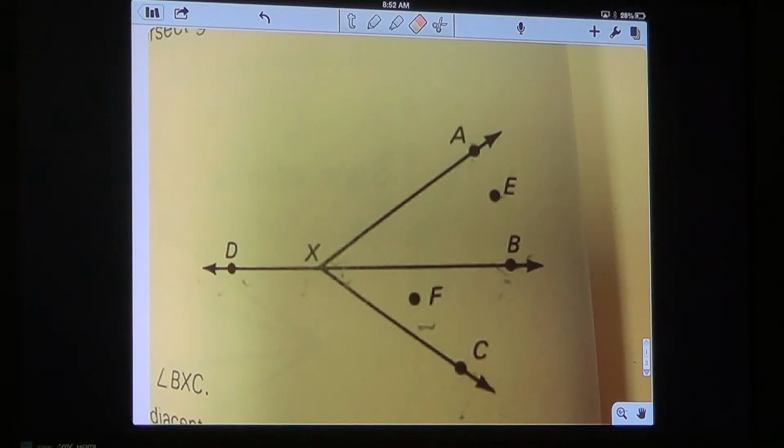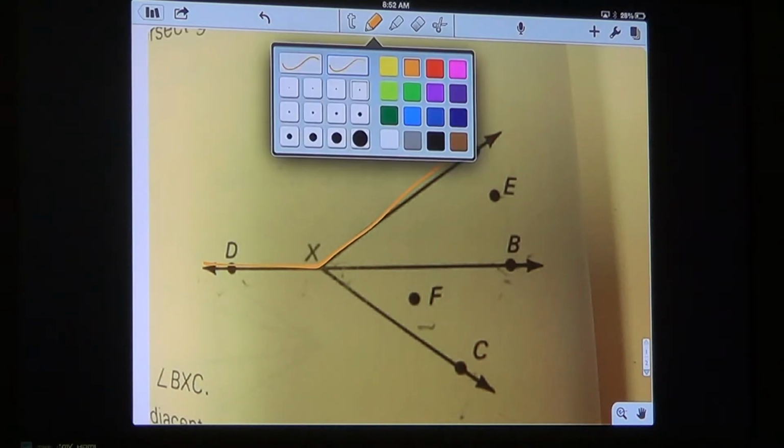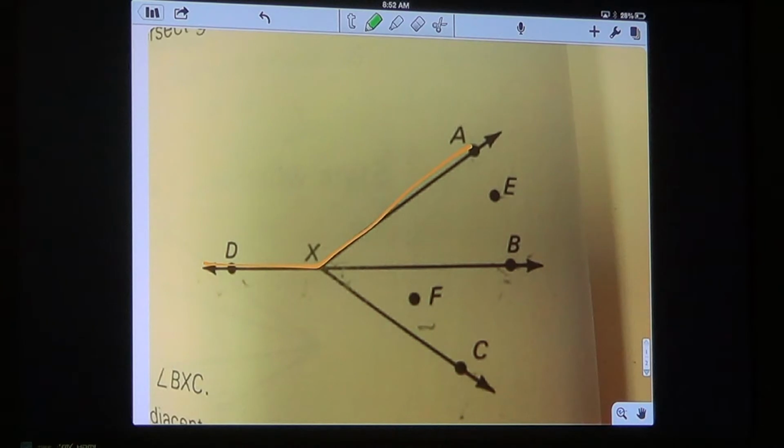Angle AXD and BXC are vertical angles. That is false. They need to be directly diagonal from each other like this. That's not a good picture, but basically vertical angles are gonna have equal measures, so that's gonna be false.